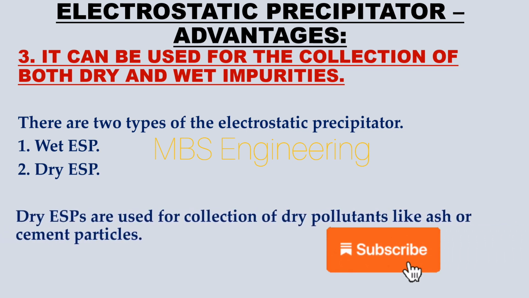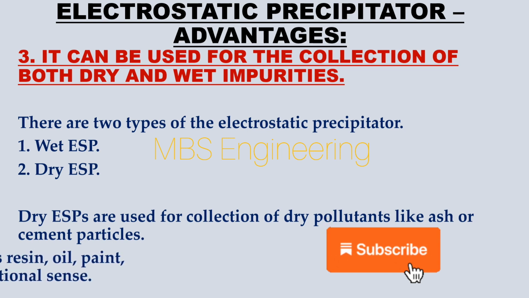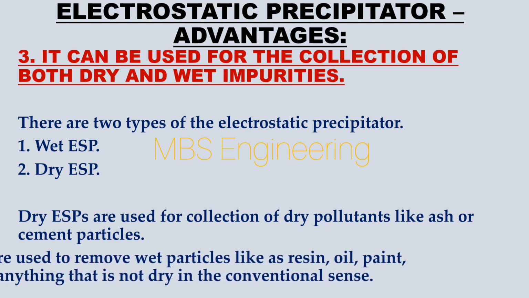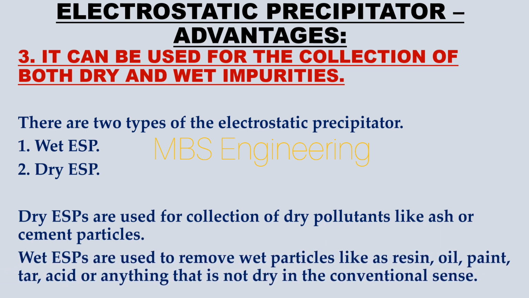Next, we understand the application of the dry and wet ESP. Dry ESPs are used for the collection of dry pollutants like ash or cement particles. Wet ESPs are used to remove wet particles like resin, oil, paint, tar, acid, or anything that is not dry in the conventional sense.